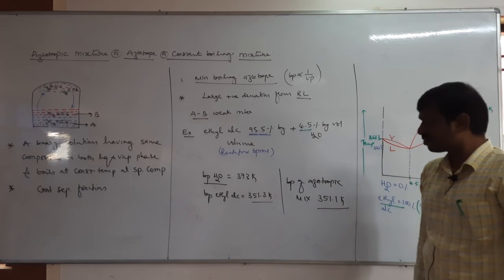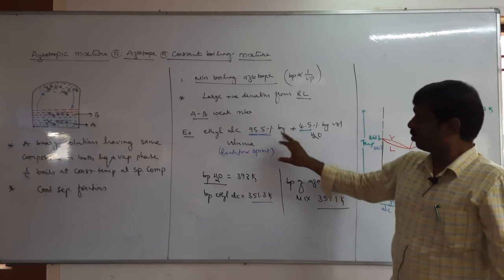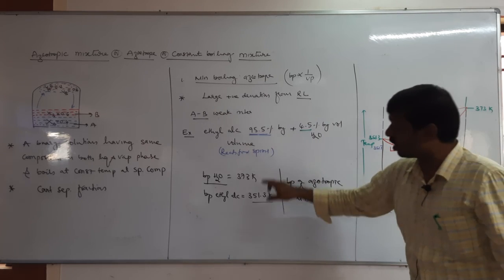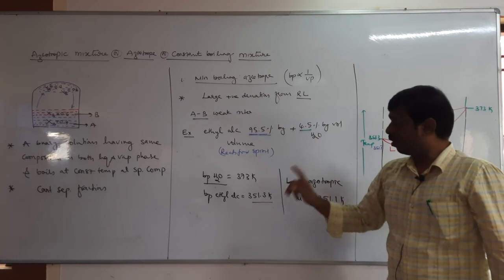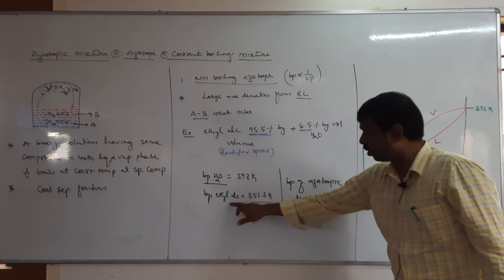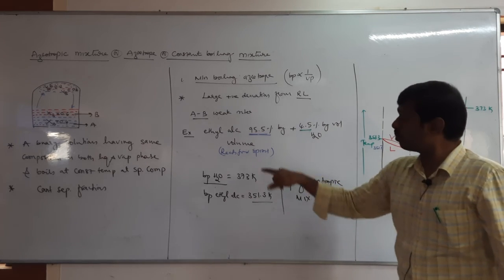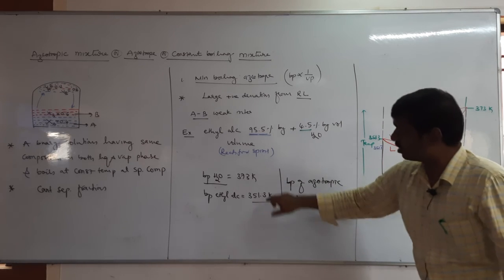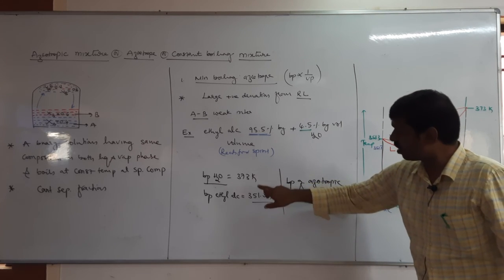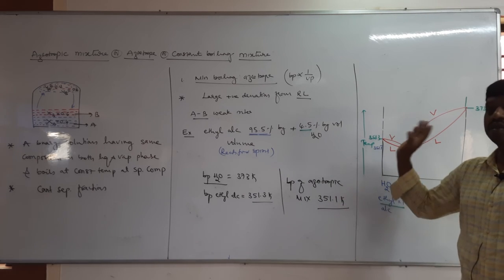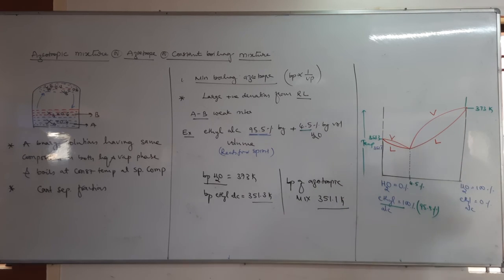Okay, that is different. Now this mixture boils at a lower temperature compared to water as well as ethyl alcohol. The boiling point of water is 373, the boiling point of alcohol is 351.3 Kelvin. Then what is the boiling point of this mixture? It should be less than these two, less than 373 and less than 351.3. It is 351.1 Kelvin. So that is why we have drawn the graph.